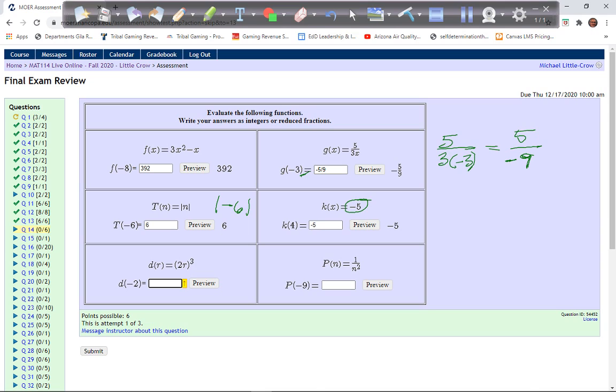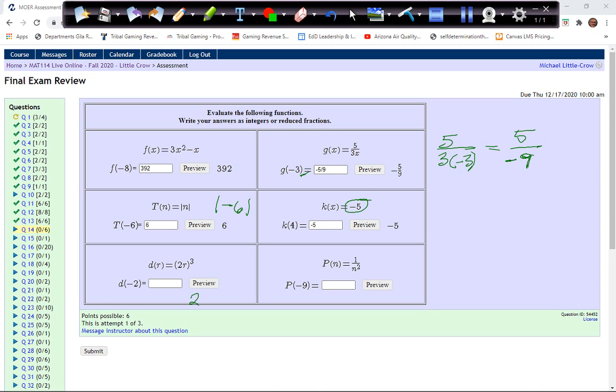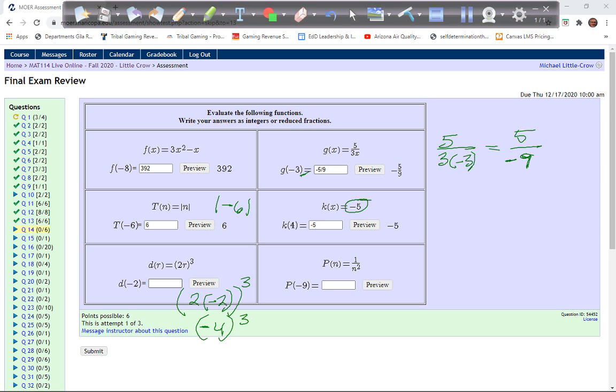Down here, we plug in -2 for r, so I get 2 times -2, and then I raise all of that to the third power. So watch your order of operations. We have to do inside the parentheses first. 2 times -2 is -4, so we get -4 to the third power, so that's -4 times itself 3 times, so it's actually going to be -64. 4 times 4 is 16. 16 times 4 is 64.